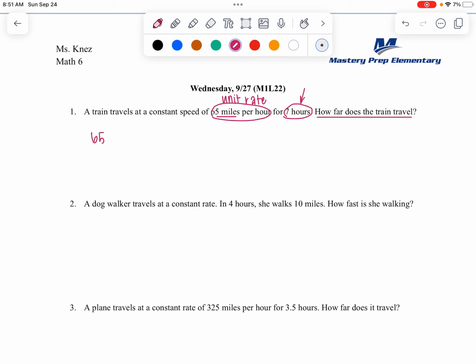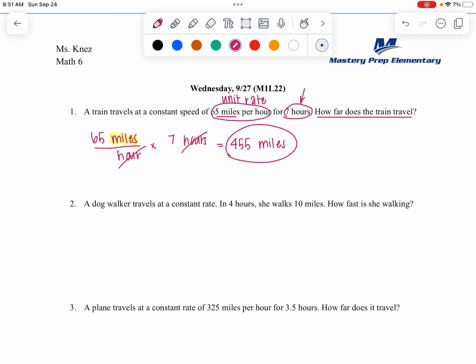So I'm multiplying 65 miles for every 1 hour, because it's miles per hour, times 7 hours. We're doing it 7 times, and hours cancels out. So I just end up with 65 times 7, and I get a final answer of 455, and it's just miles because my other units canceled. So I'm traveling 455 miles as a final answer.